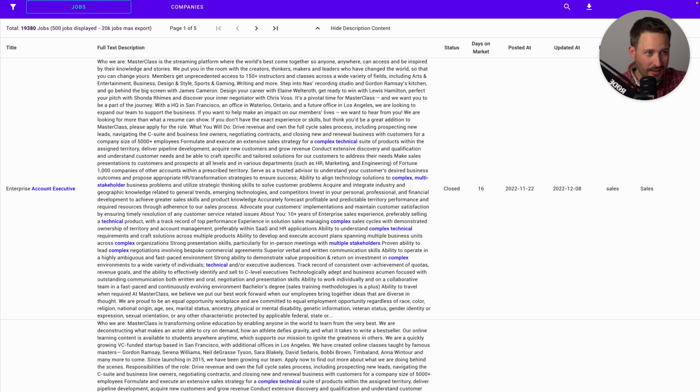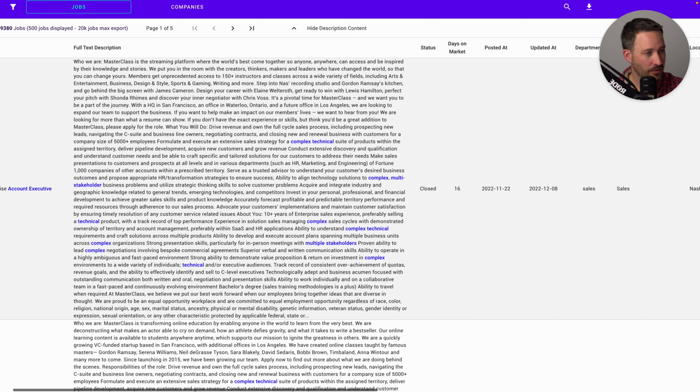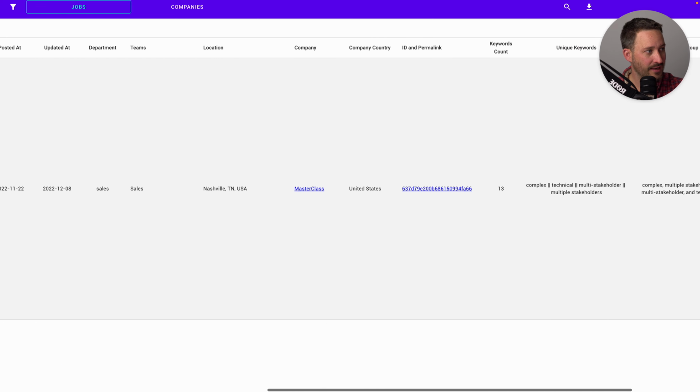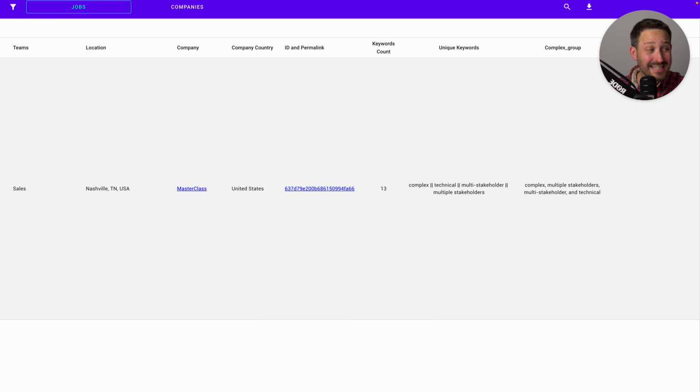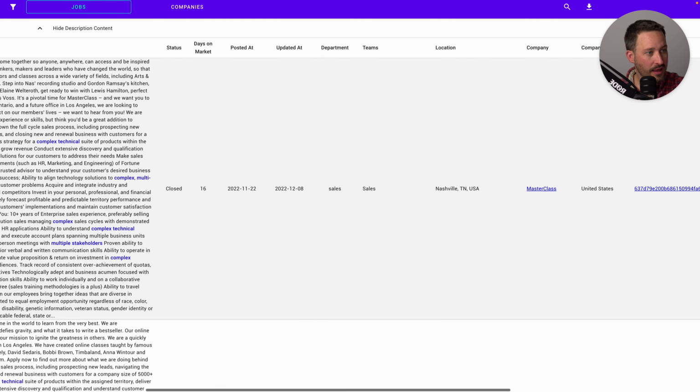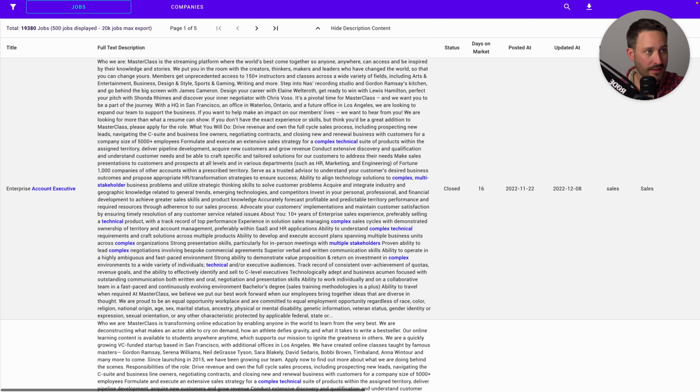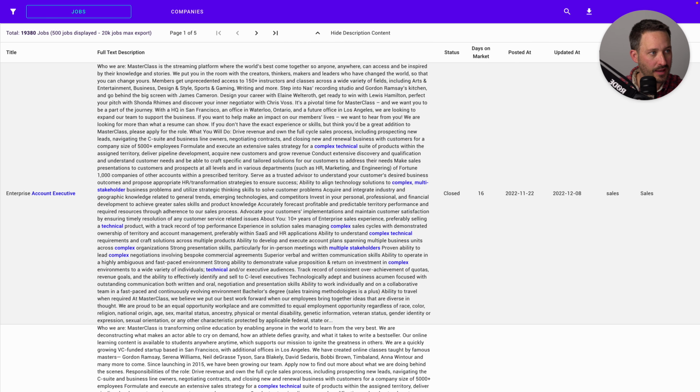There are almost 20,000 jobs, but we can do better. This is in my database here. This enterprise account executive job has 13 different keywords: complex, technical, multi-stakeholder, multiple stakeholders. They mention a lot of really complex things here. So now this is the perfect place for us to mine for additional keywords. Let's see what else we can find in this job description.